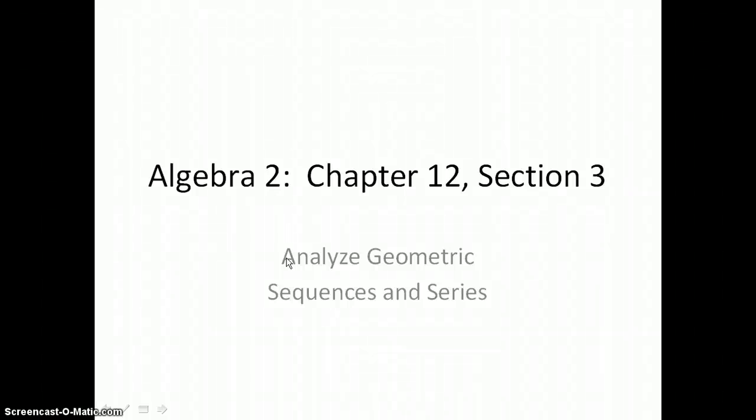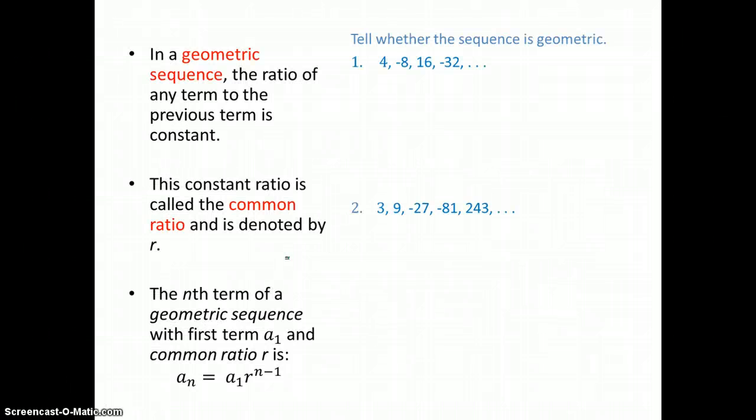In lesson 12.3, you will analyze geometric sequences and series. In a geometric sequence, which is another special sequence, the ratio of any term to the previous term is constant. The nth term of a geometric sequence with first term a sub 1 and common ratio r is given by this rule.